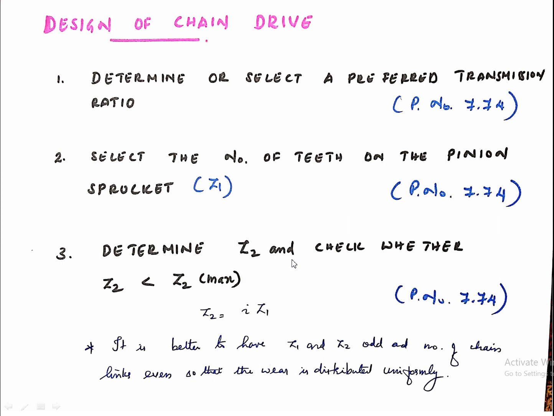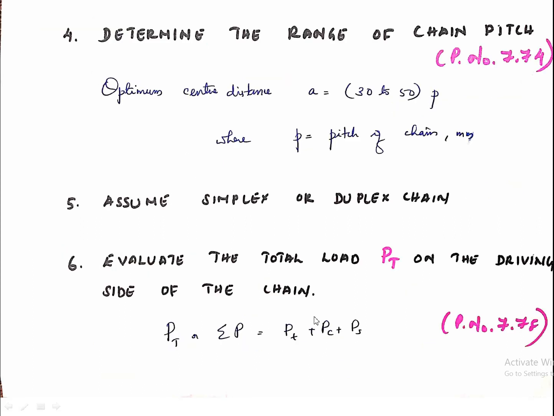The next step is to determine the range of chain pitch, that is, to find the maximum pitch or the minimum pitch. For that you can use the optimal center distance formula. The center distance can be taken anywhere between 30 to 50 p. If you equate the center distance A with 50 p, you will get a minimum pitch value, and when you equate it with 30 p, you will get a maximum pitch value.